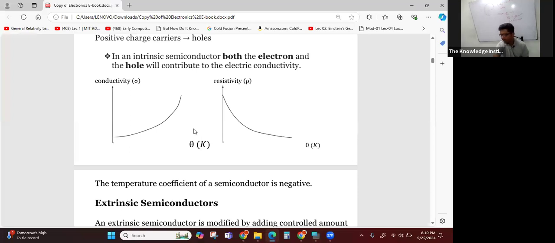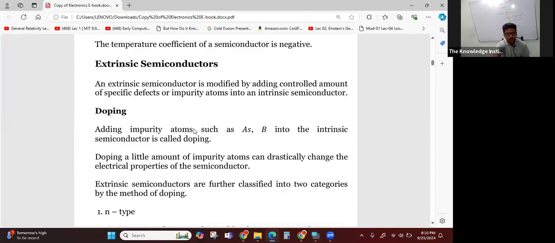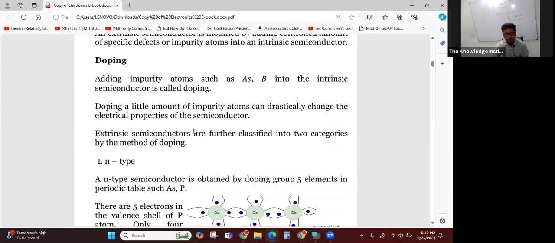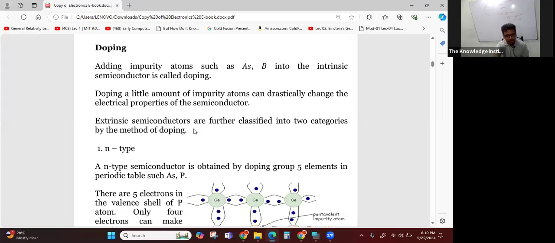And here's the graph we discussed in the last class. Extrinsic semiconductors are modified by adding a controlled amount of defects or impurities into an intrinsic semiconductor. This process of adding defects or impurities to an intrinsic semiconductor is known as doping, right? Due to the doping mechanism, we can further classify extrinsic semiconductors as N-type and P-type.